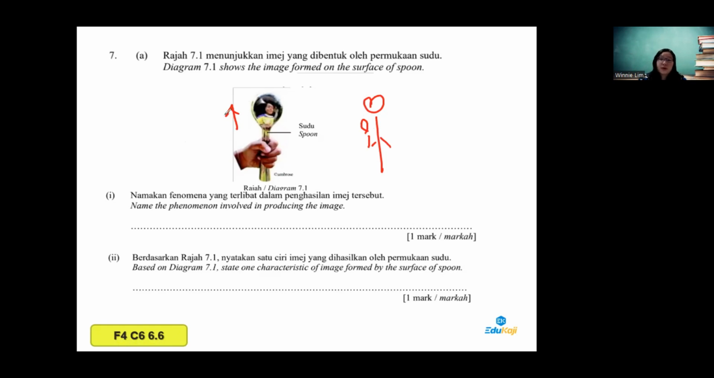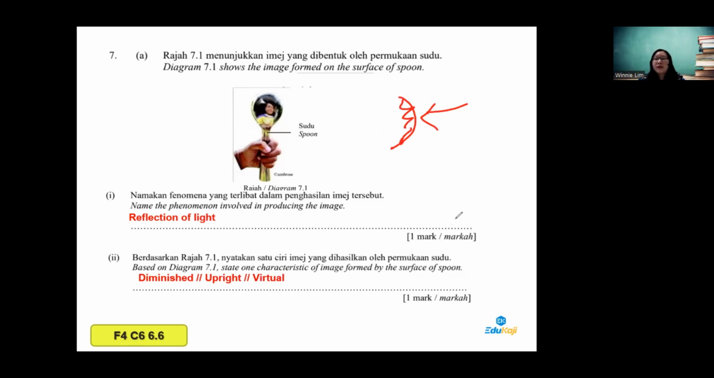So one of the characteristics will be upright, and basically you can have more if you know, it's actually diminished and also virtual. Actually he is using this convex surface. So for the characteristics of the image formed by a convex mirror, they're always virtual, upright and diminished. It's like a spherical surface, like a shiny ball, like a Christmas ball.